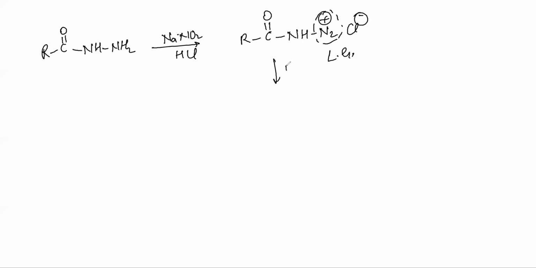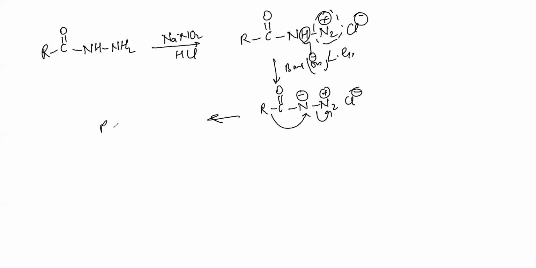Now what we do, we treat it with base, generally OH minus. OH minus will pull this H off. You get this R C double bond O, N minus, N2 plus. Now N2 departs and R migrates. Again, same process: R N double bond C double bond O. Same thing. Similar. Let me show you some more.